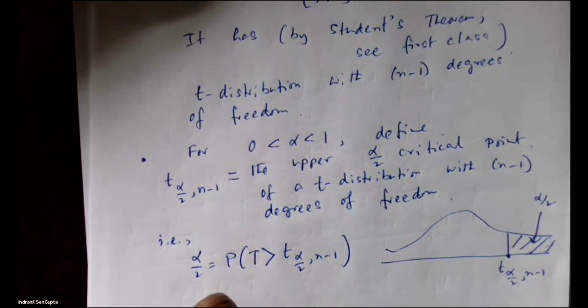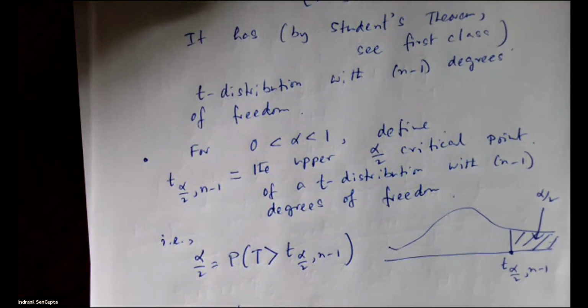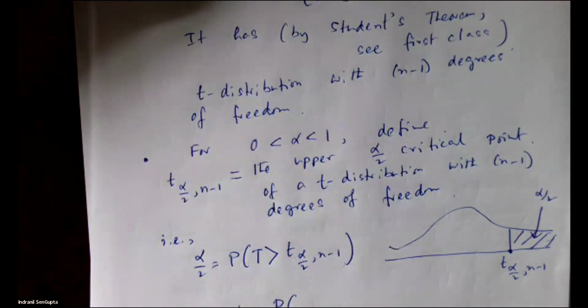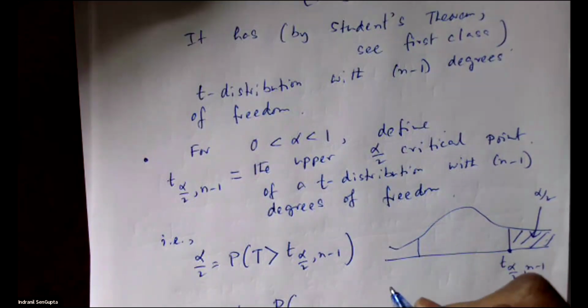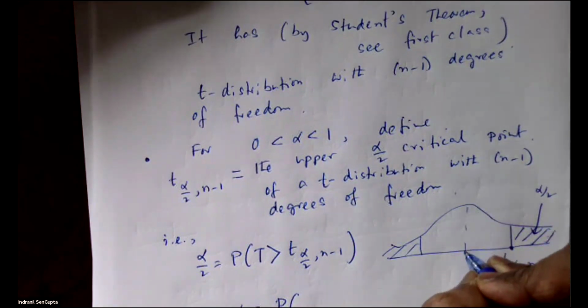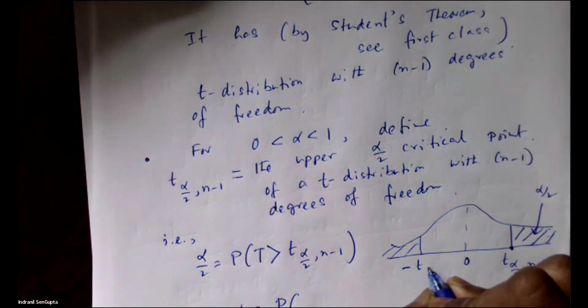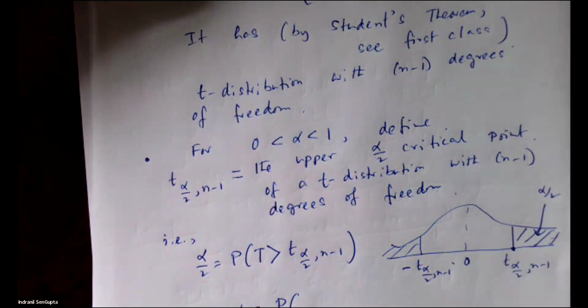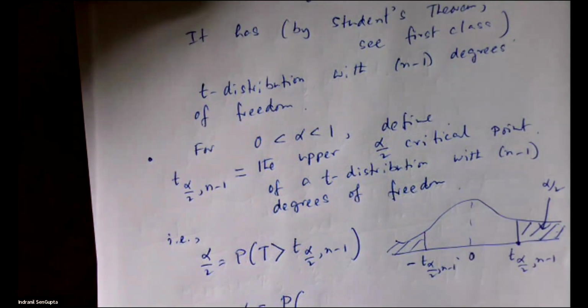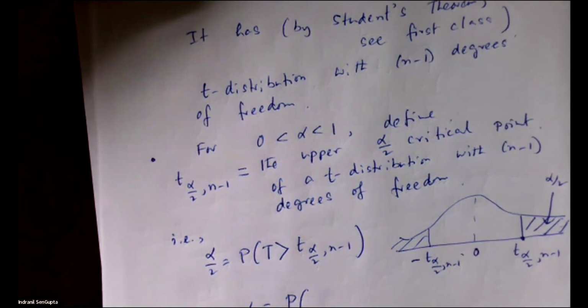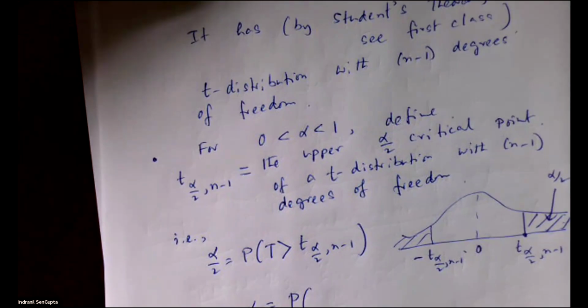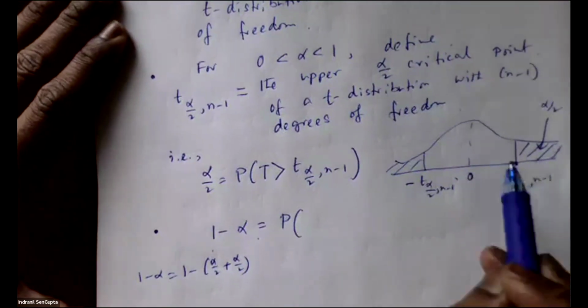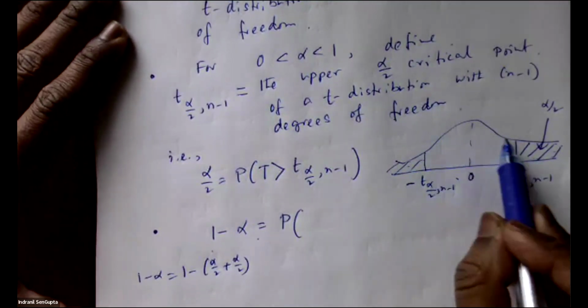So therefore, we can do an actual calculation. 1 minus alpha is equal to a probability. This is alpha over 2, and this is a symmetric distribution, so this will also be alpha over 2. This is 0, and this point is minus t alpha over 2, n minus 1. If I want to compute 1 minus alpha, it is really 1 minus alpha over 2 minus alpha over 2. The total area is 1, I subtract this area and this area, and I end up with this area.